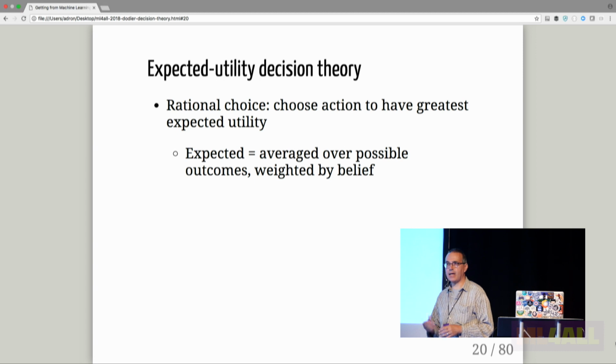In this theory, the rational choice is to select the action that has the greatest expected utility. Utility, in this sense, being the formalization of preferences. So what we mean by expected in this context is that the utility or the value is averaged over our beliefs about different outcomes. So it's an expectation in the sense of an average.